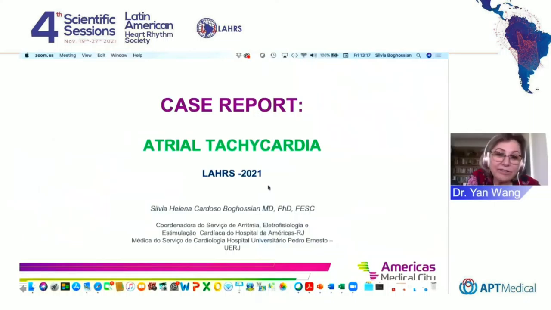I just brought a case that we did with a new CS catheter that was very good, and we liked it very much. It was very easy to position. In this case, we entered through the jugular vein. Well, let's go on. I'm going to share here.